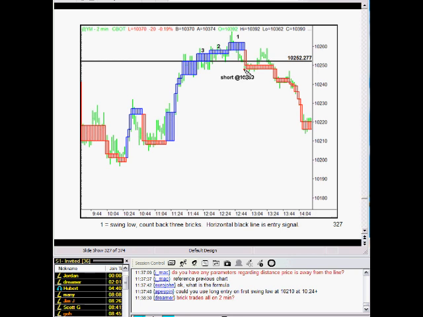Could you use a long entry on first swing low at 102.10 at 10.24? Yes, you could. I think. Are you talking about right here? Let me double check. Are you talking about like going here? 1 at 10.24, 2, 3. Are you talking about previous chart? Hold on just a minute. Which one are you talking about? Oh, previous chart. Let me back up.